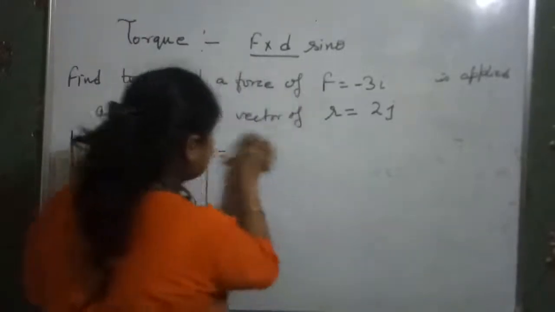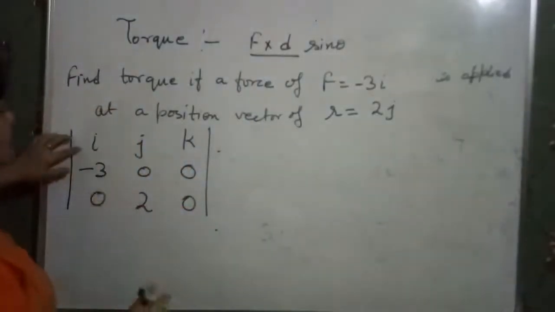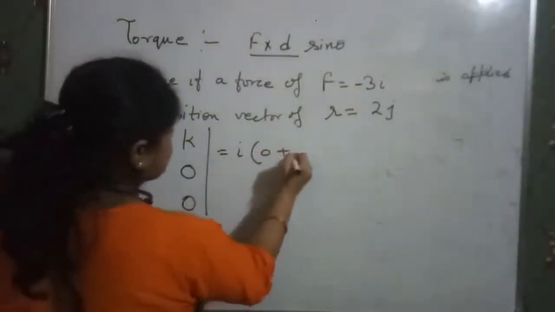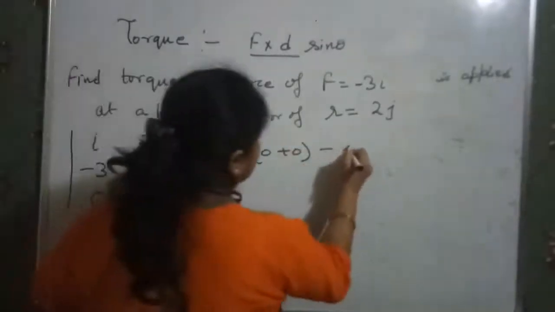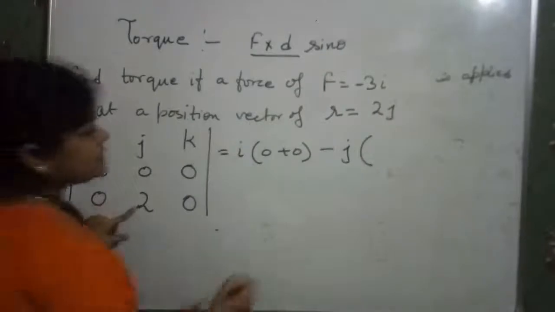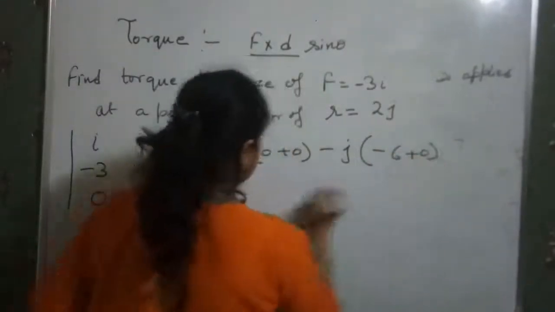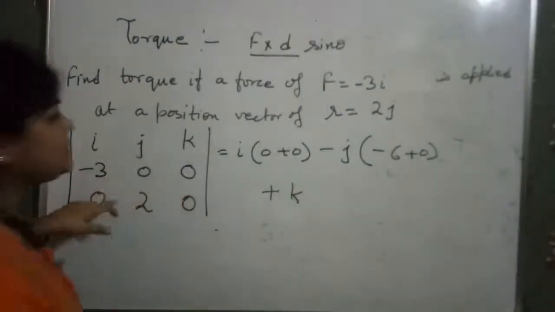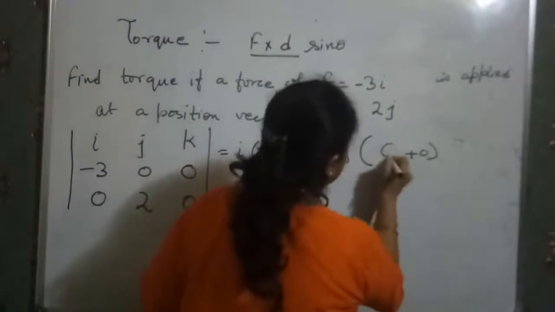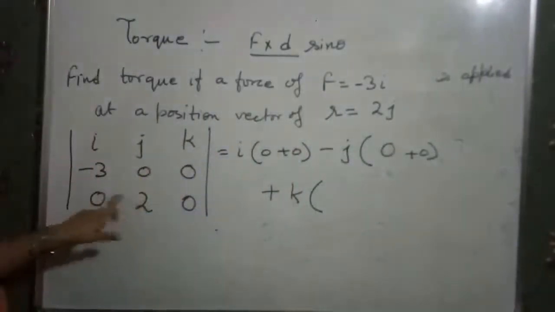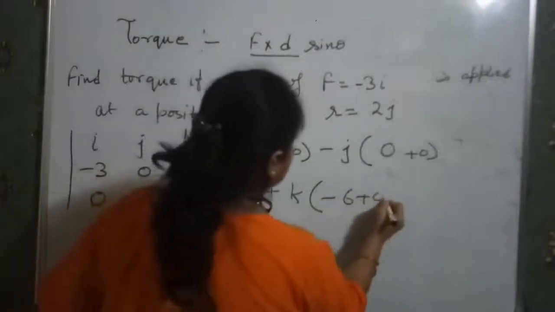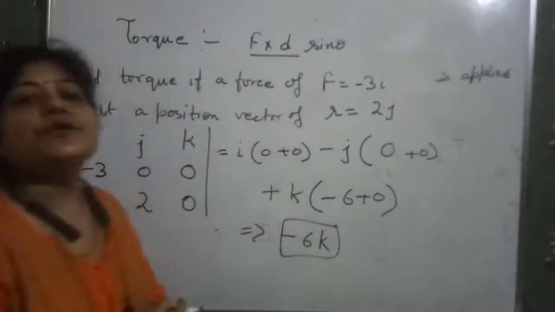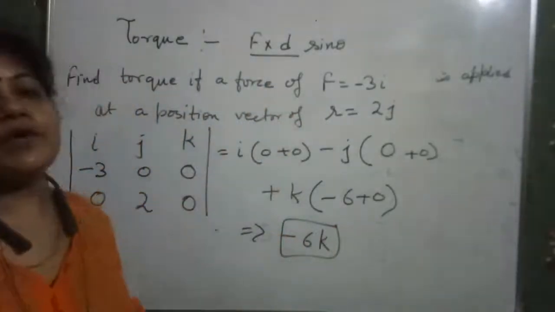So ultimately, for the i we have overall vector 0 plus 0. For j, minus j, we have minus 3 twos are 6 plus 0. Then for k, for j we have 0 and 0. We have 0 and 0. And for k we have this minus 6 plus 0. So we have the answer as minus 6k. Or you can directly do it by i into j, and this way you can find out the torque.